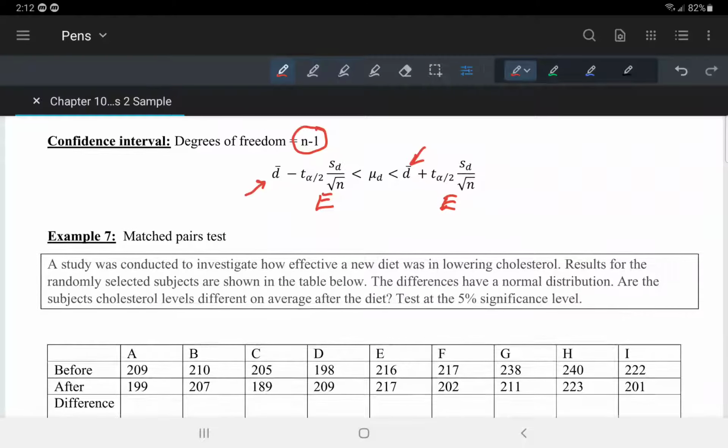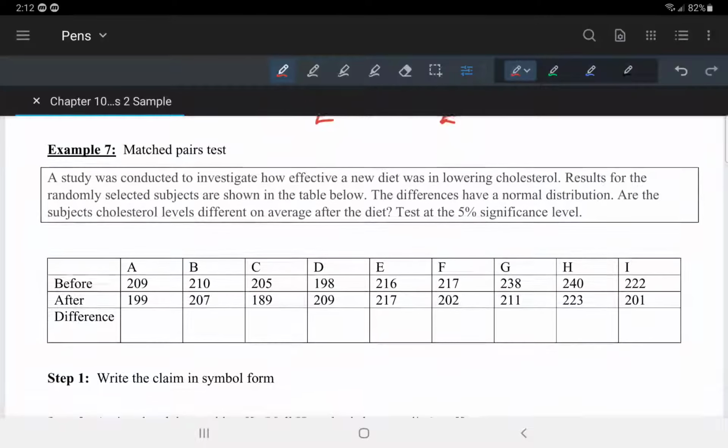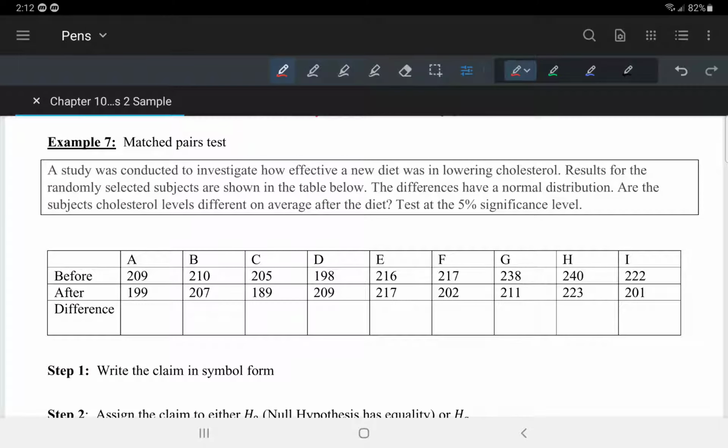All right, so let's see how this works. A study was conducted to investigate how effective a new diet was in lowering cholesterol. Results for the randomly selected subjects are shown in the table below. The differences have a normal distribution. Are the subjects' cholesterol levels different on average after the diet? Let's test at the 5% significance level.